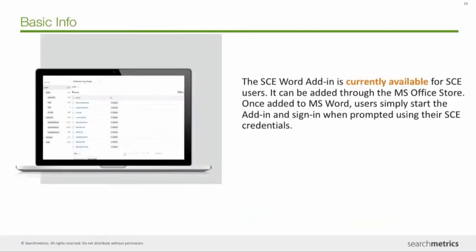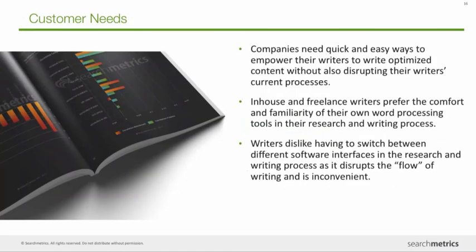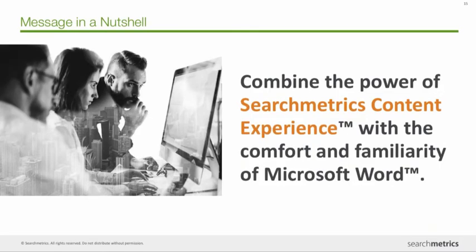You can get this and add it to your own MS Office by going to the Office Store. Once you have it, you simply add it, and then you sign in. I will show you how this happens. We wanted to combine the power of the Searchmetrics Content Experience Suite with Word, as many people are very comfortable and familiar with using the platform.